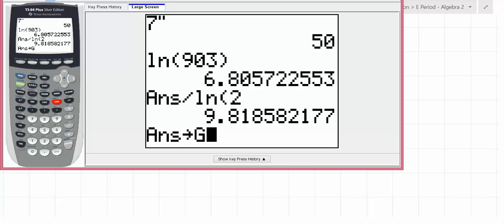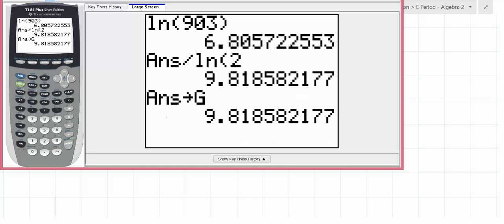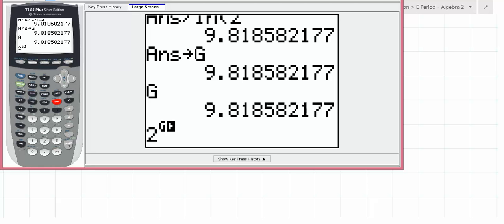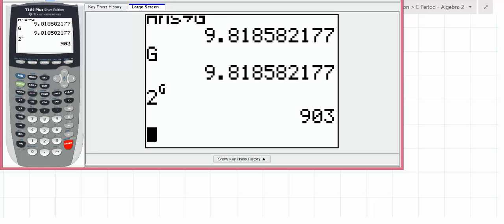I am now storing 9.818582217 as G. So every time I type G, what is it going to give me? So what can I do? I can now do 2 to the G instead of typing that decimal. Oh, look, it's 903. Is that kind of helpful?